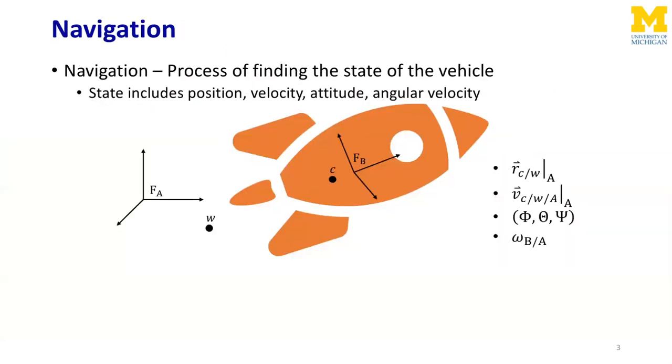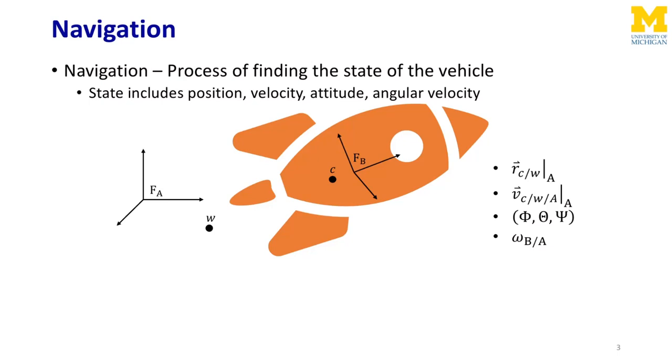Okay, let's discuss the main point of this course, navigation. How can we use these three approaches to do navigation? As you might have seen in the previous lectures, navigation is the process of finding the state of the vehicle. The state of the vehicle includes the position, velocity, its attitude, and its angular velocity.